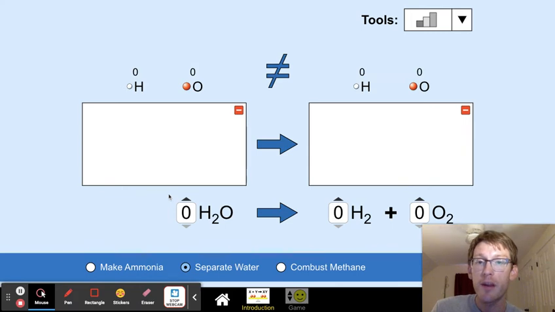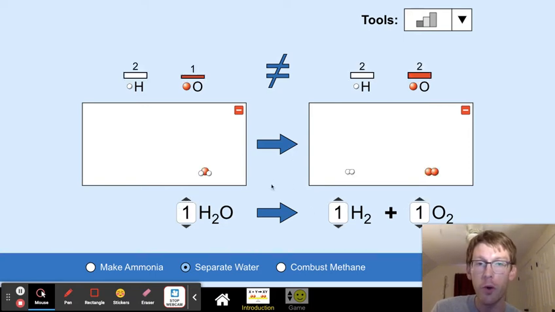Next, we're going to separate water. We're going to do the decomposition of H2O to form H2 and O2. So I'm going to do what I did before, starting with 1, 1, and 1. And we can see pretty quickly that I only have 1 oxygen on the left and 2 on the right. So I can double the oxygen on the left by putting a 2 in front of the H2O, which is nice, but I've also messed up the hydrogen.